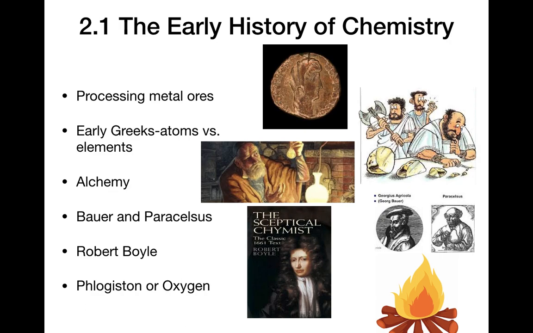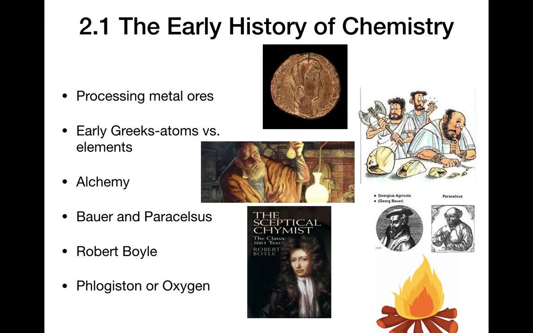Okay, if we look back at the early history of chemistry, chemistry has been practiced for thousands of years, beginning with the processing of metal ores. Early man would have taken metal ores out of the ground and heated them up to process them into pure metals. One of the easiest metals to do that was copper. And so we have the Copper Age, followed by the Bronze Age, followed by the Iron Age. Basically, easier and easier to make those metals from their ores.